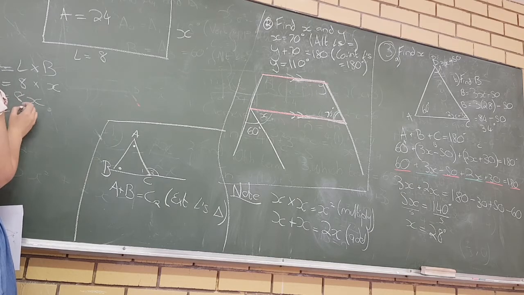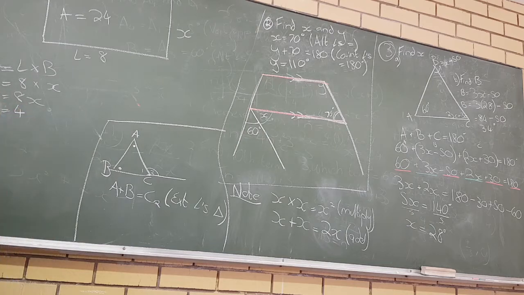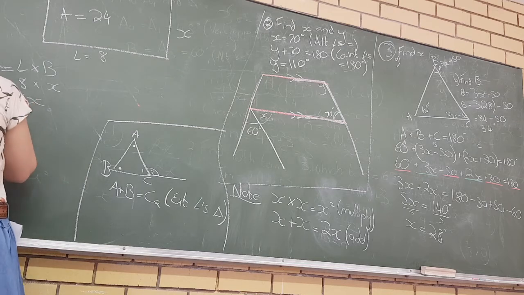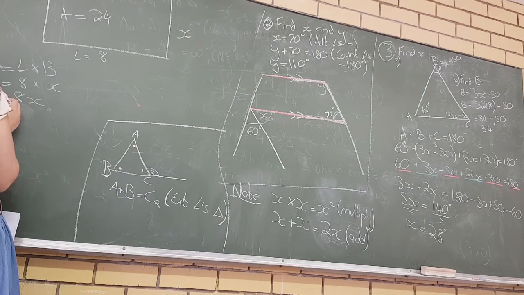X is equal to 4. Because 4 times 8 is 32. Come on, 4 times 8 is 32. What's 24 divided by 8? It's 3, right? Yeah. So I divide both sides by 8. I get 3 is equal to x. 3 is equal to x. All right.